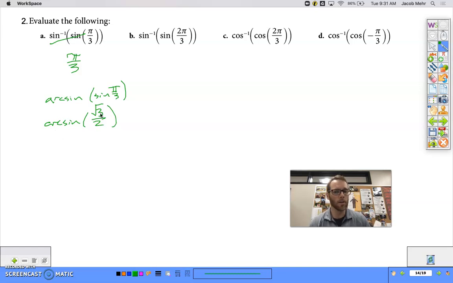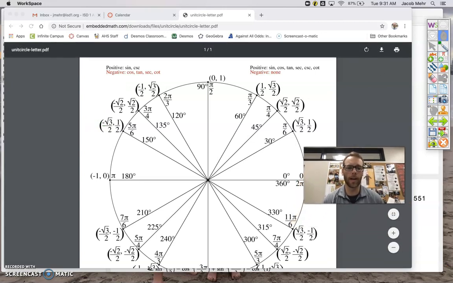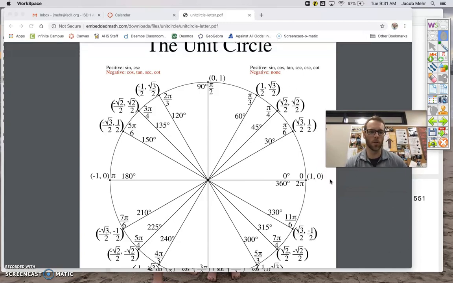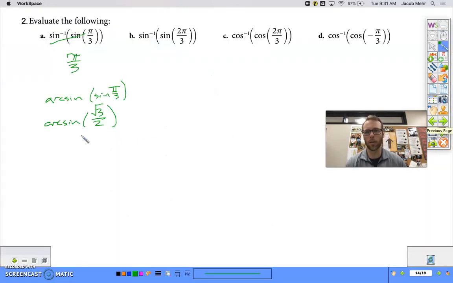Now, what is the arc sine of root 3 over 2? So I go back to my unit circle. I recall that arc sine is restricted to the right half of the unit circle, which goes from negative pi over 2 to pi over 2. And what angle has a sine of root 3 over 2? That's just pi over 3. Okay, so we do see that they cancel, and it does give us pi over 3. But let's see what happens in the next one.